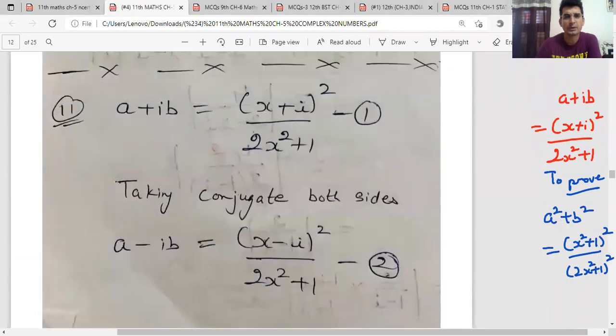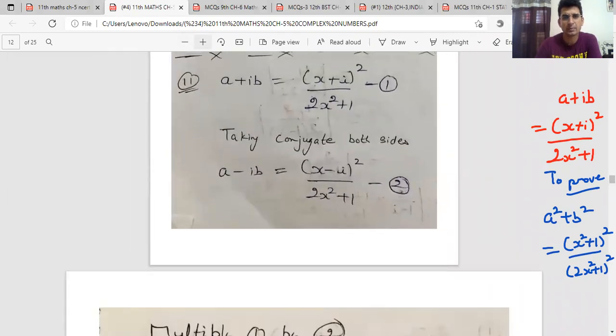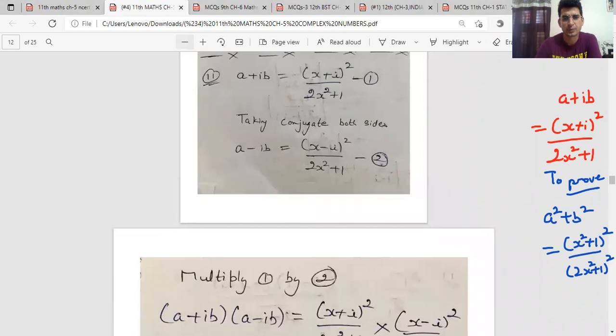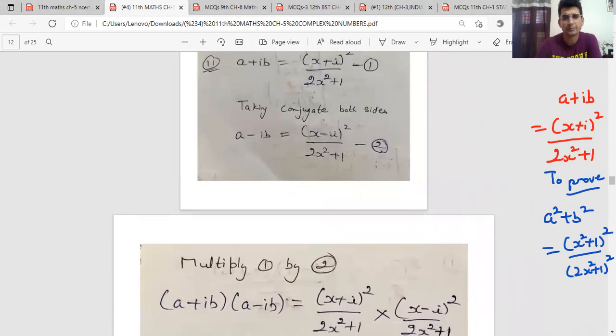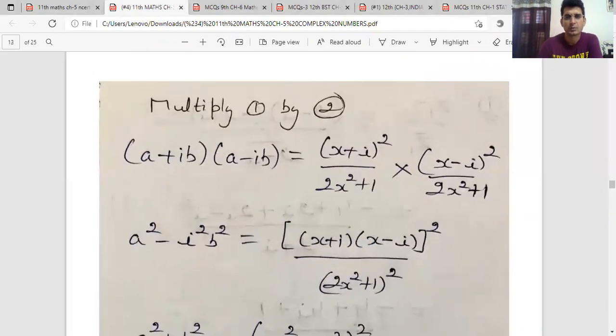Now, what we need to do? Multiplying equation 1 and 2. So what we will have while multiplying? Left hand side with left hand side, that is (a plus iota b)(a minus iota b), equal to right hand side, (x plus iota) whole square upon 2x square plus 1 multiplied by (x minus iota) whole square upon 2x square plus 1. So what we will have from here?